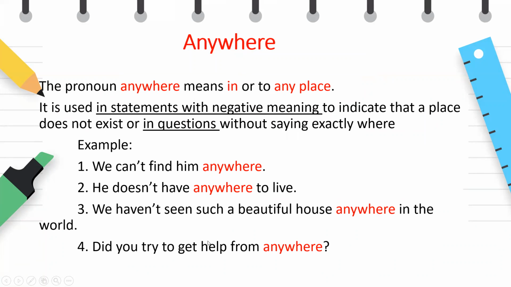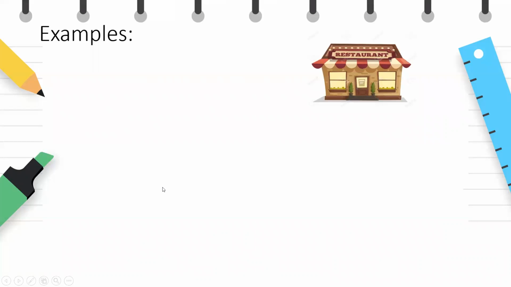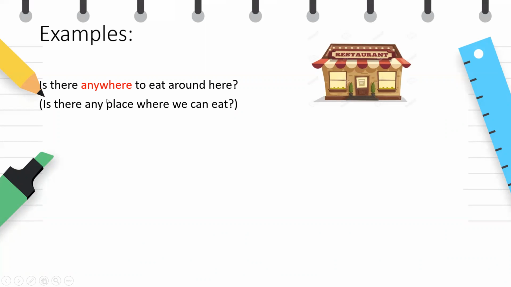So this last one is a question, and we do not say where exactly. And the rest of the examples are negative sentences. Let's look at more examples. Is there anywhere to eat around here? Which means, is there any place where we can eat?